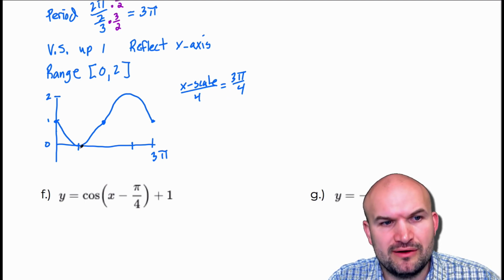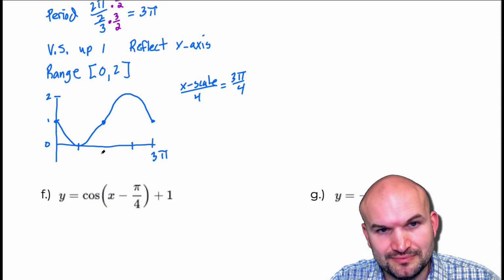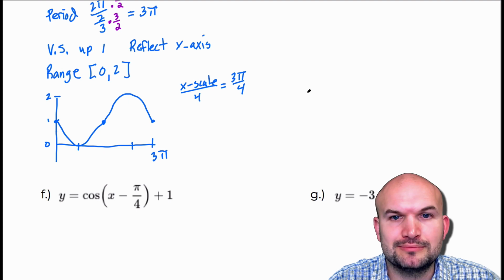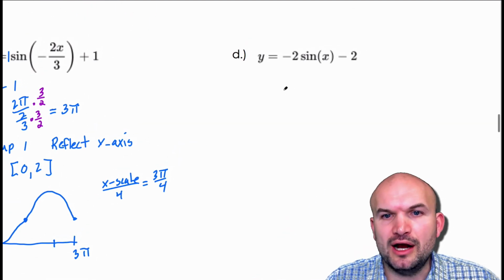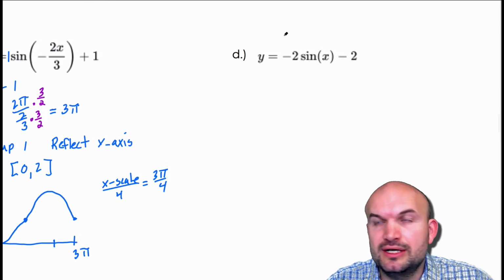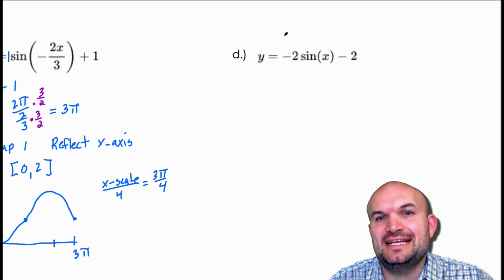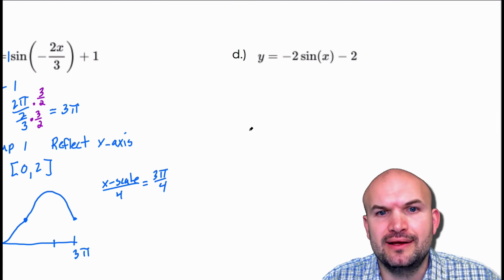Yeah, that'd be 3 pi over 4, pi, 6 pi over 4, 9 pi over 4, 12 pi over 4, which would be 3 pi. All right, so now let's go ahead and take a look here at y equals -2 sine of x minus 2. A lot of 2's going on here.